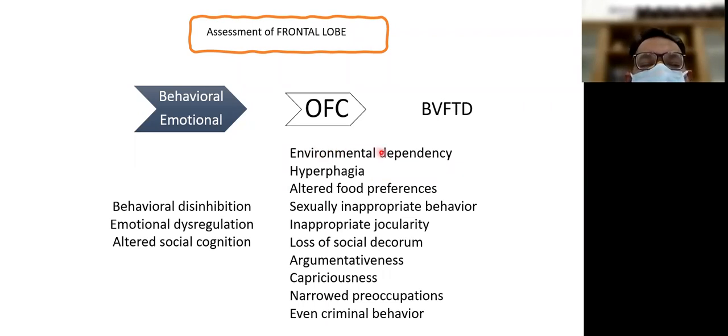So environmental dependency, where the patient will catch things around the environment. Hyperphagia, the patient will eat more. Altered food preferences, altered sexual preferences, then inappropriate jocularity, lack of social decorum, or argumentative behavior. The patient will be capricious or impulsive, with narrowed preoccupations, and even criminal behaviors. When we see all these things in the context of the clinical scenario, we can say the orbitofrontal cortex is involved.